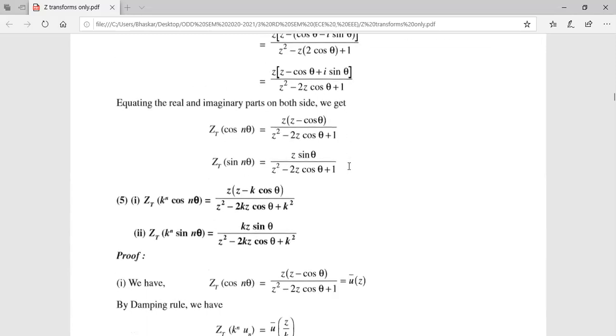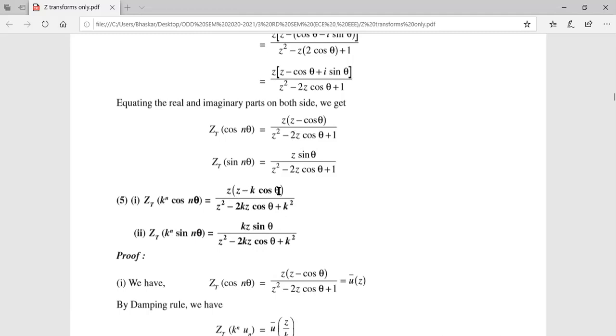Simplifying and equating real and imaginary parts, we get the Z transform of cos n theta equal to z into z minus cos theta divided by z square minus 2z cos theta plus 1. The Z transform of sin n theta is equal to z sin theta divided by z square minus 2z cos theta plus 1. Similarly, the same is applicable for the Z transform of k power n cos n theta and k power n sin n theta. Just substitute z as z by k. That's it. Everything will be the same.